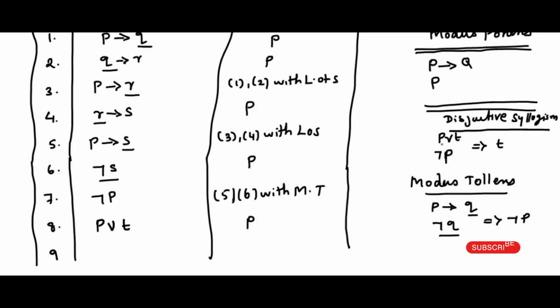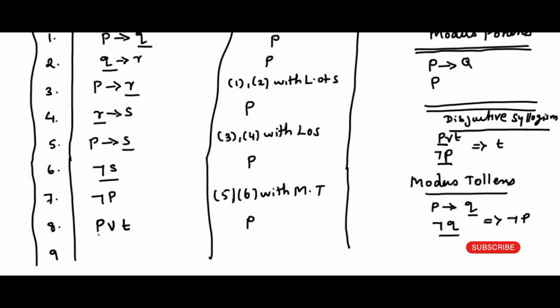What does disjunctive syllogism mean? P or T, negation P, we get T. First statement, first variable. Second statement, negation of that variable. We get the answer T, using disjunctive syllogism. Coming to step number 7 and 8, here we see P or T.